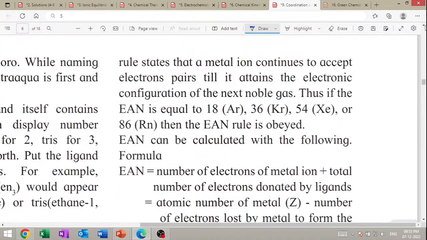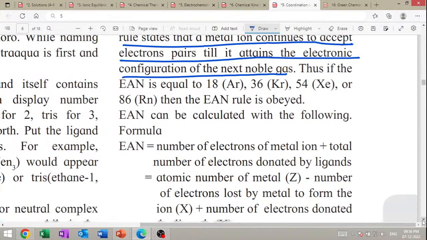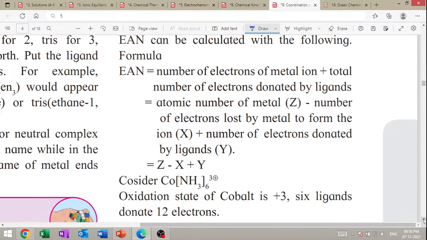Effective atomic number rule states that the metal ion continues to accept electron pairs till it attains the electronic configuration of the next noble gas. Therefore, the octet is completed. And yes, this is the formula. हा फॉर्म्युला लक्षात ठेवा. इफेक्टिव्ह ॲटॉमिक नंबर equals Z minus X plus Y.